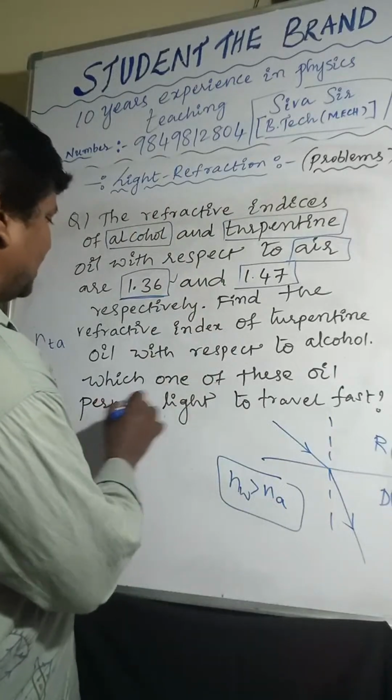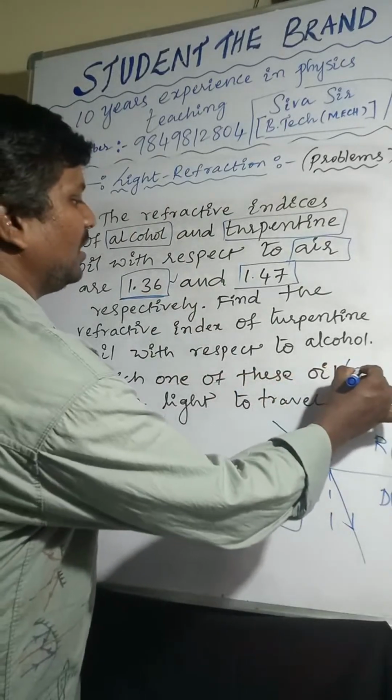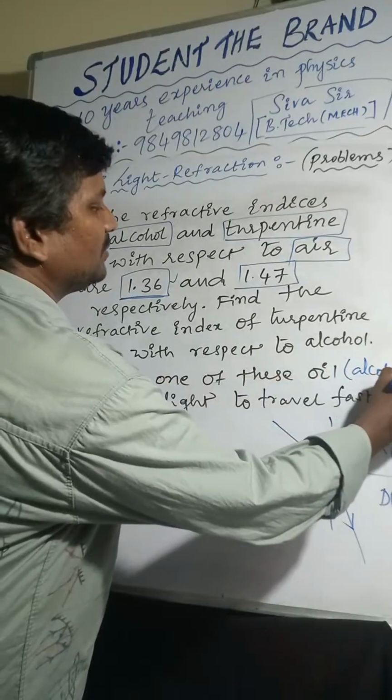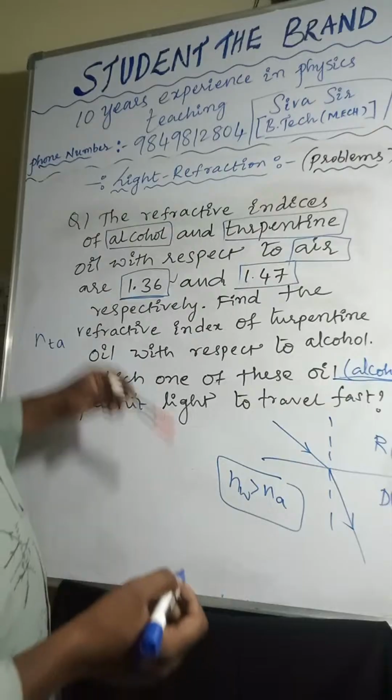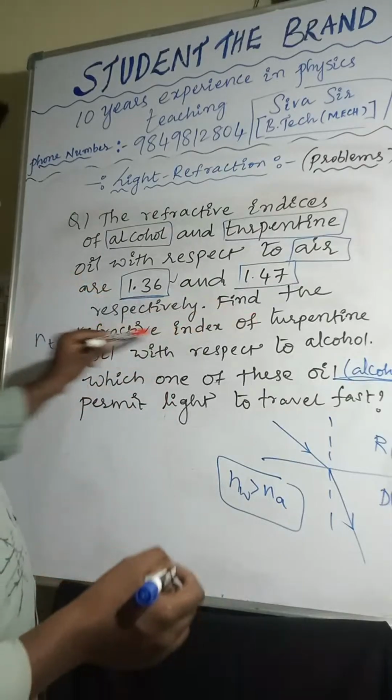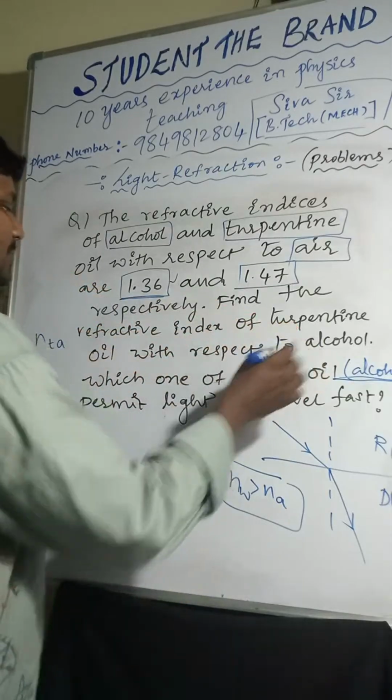So that is a question. Which one of these oil means alcohol? We can go for alcohol. So that is the answer for this one. And they're asking to find the refractive index of turpentine oil with respect to alcohol.